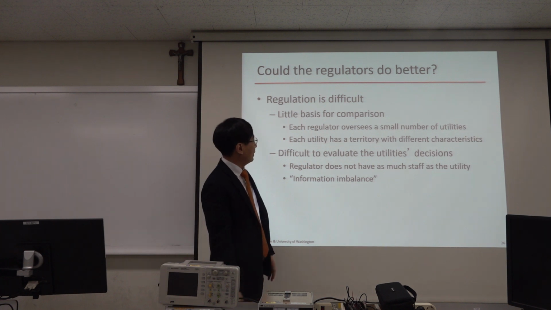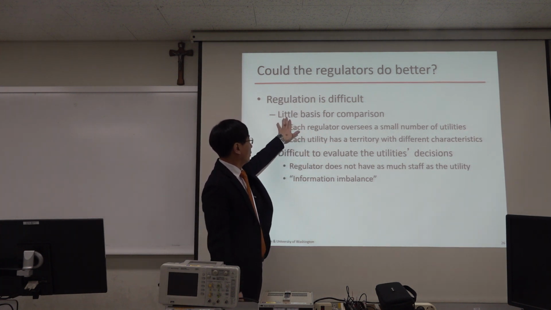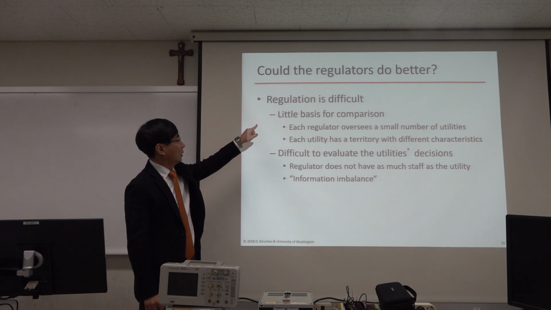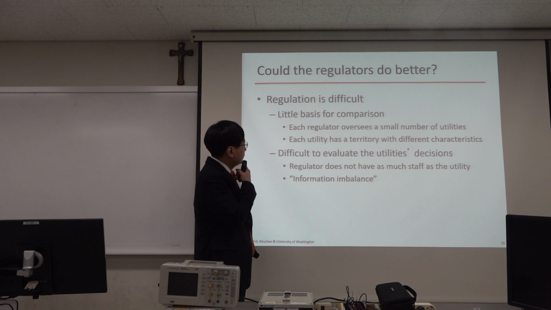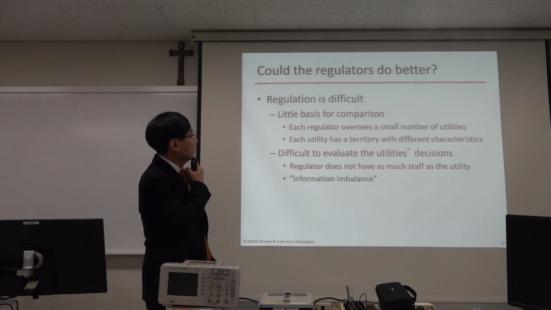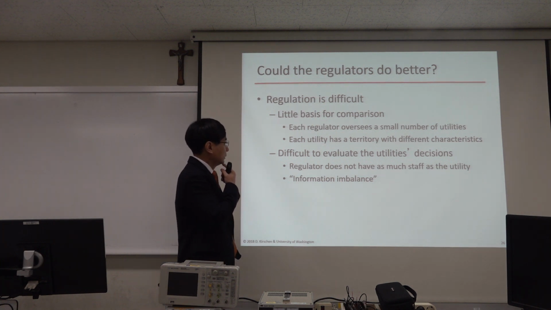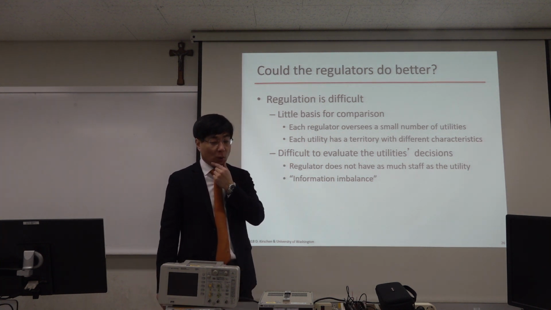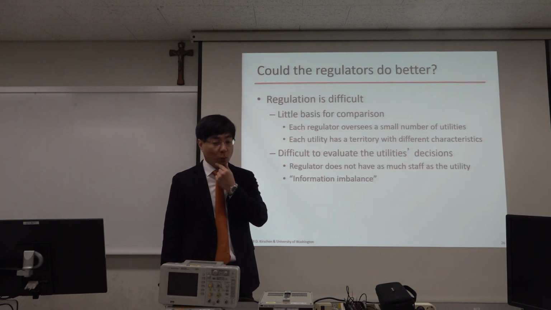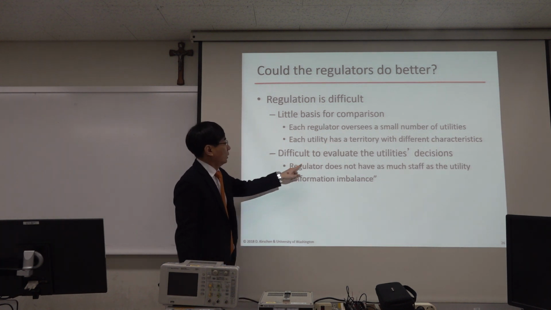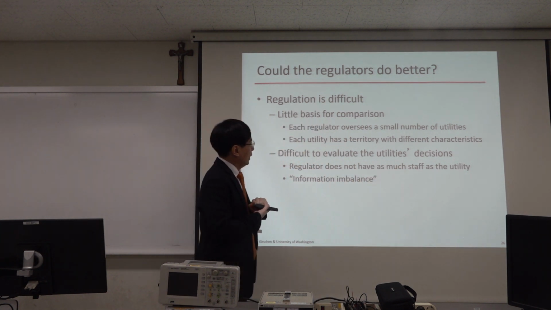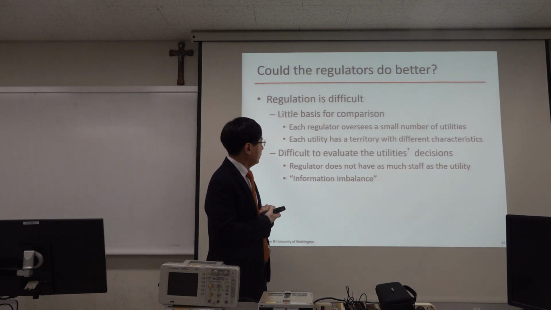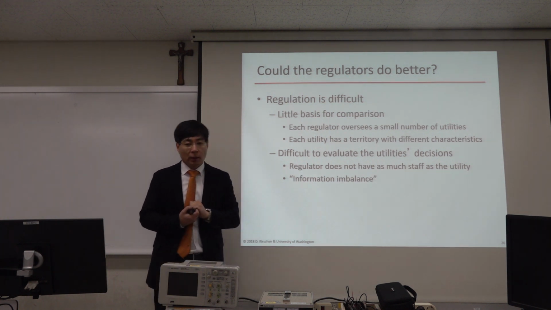So, and that's why we are saying regulator has little basis for comparison. And also, it is difficult to evaluate the utility's decision. The reason is because there are not many workers, employees in the regulators. So the regulator does not have as much staff as the utility. And so we can say there is information imbalance.